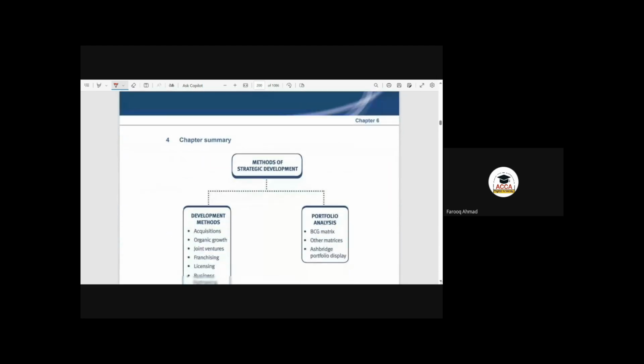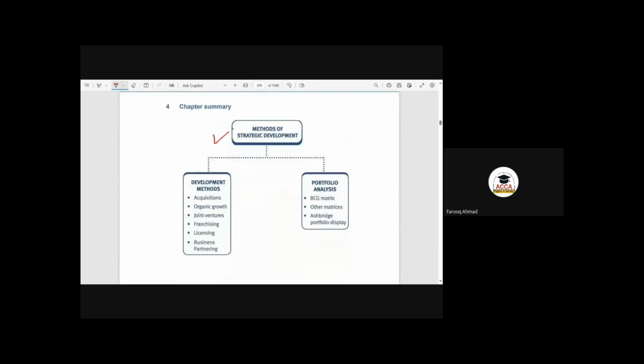This is the chapter summary. Methods of strategies. Portfolio analysis: we have done the BCG matrix, other matrices are Ashridge, and the development methods: acquisition, organic growth, JV, franchising, licensing, business partnering. This is the easy bit, and I wish you all the best for the exam. So you are done with this chapter, and see you in the next chapter. All the best.